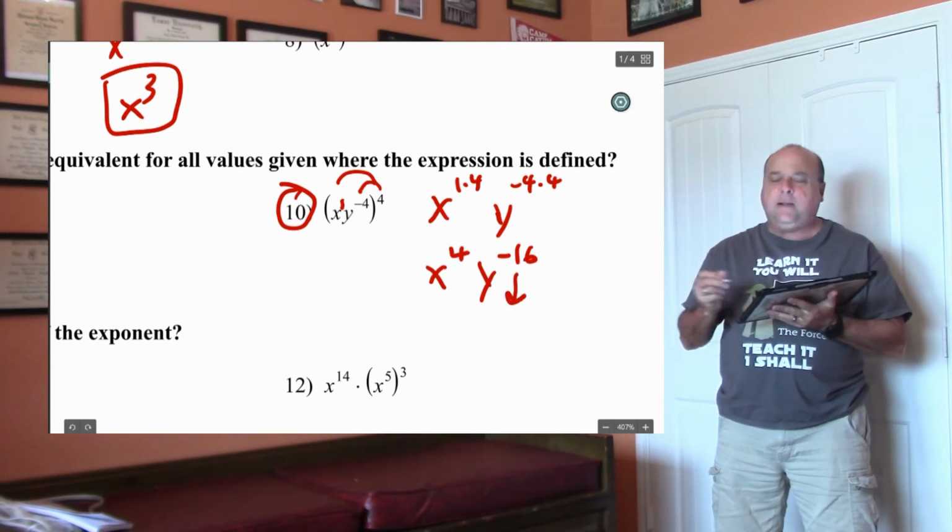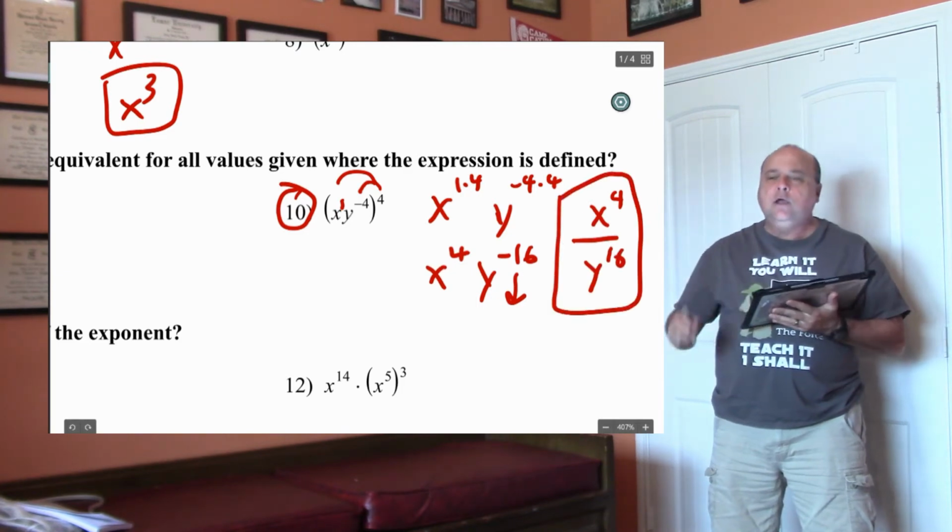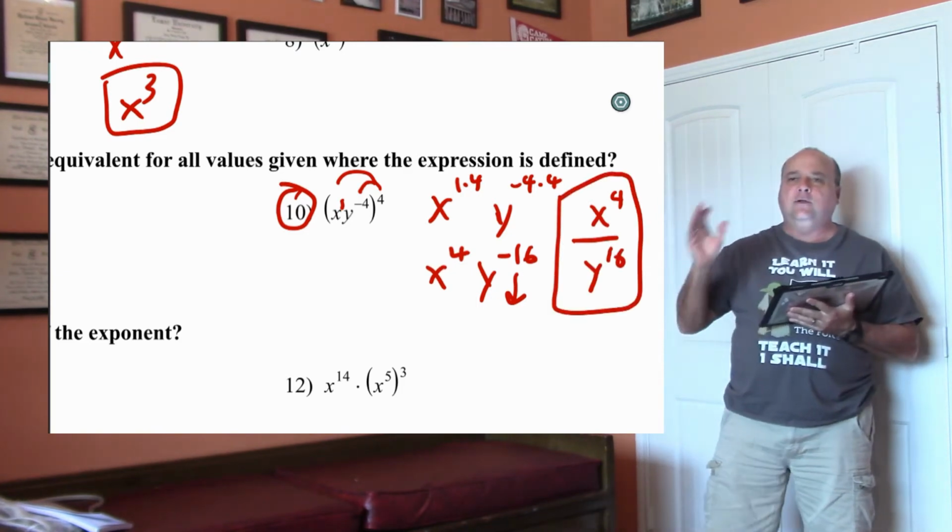If you have a negative power, it goes to the bottom, don't you? So my answer will be x to the 4th over y to the 16. Try to write all your answers without negative exponents.